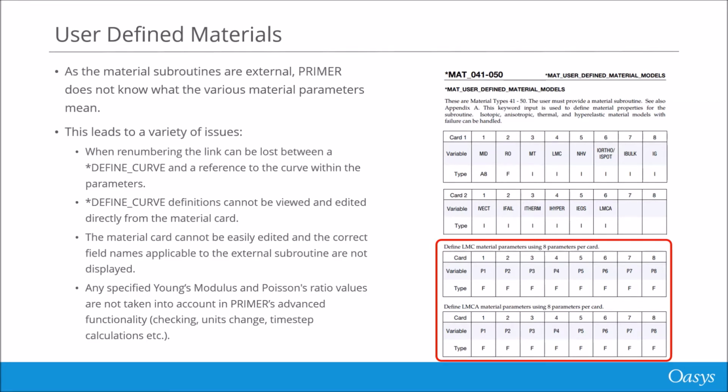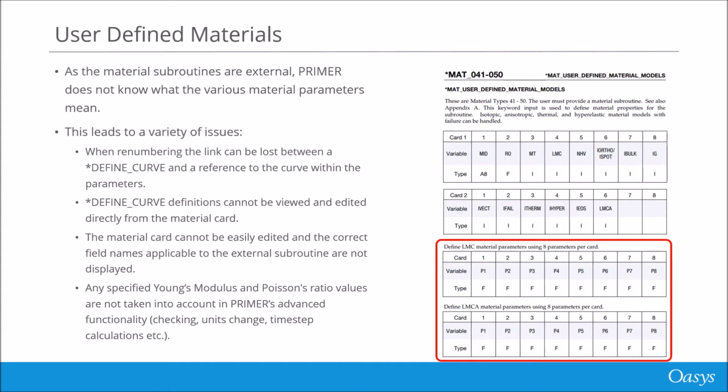So as the material subroutines are external, Primer doesn't know what the various material parameters mean. And this can lead to a variety of issues. When renumbering, the link can be lost between a defined curve and a reference to the curve within the parameters. So let's say we've set a parameter to be 5 and that links to defined curve 5. Because there's no cross-reference there, if you renumber the model and 5 becomes 10, the material card will still reference the number 5.